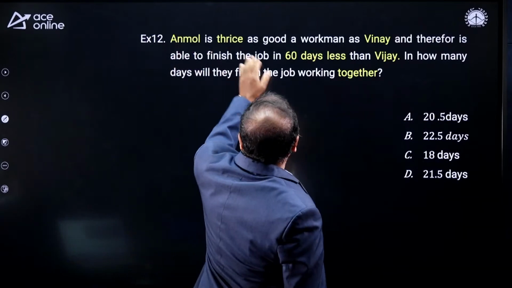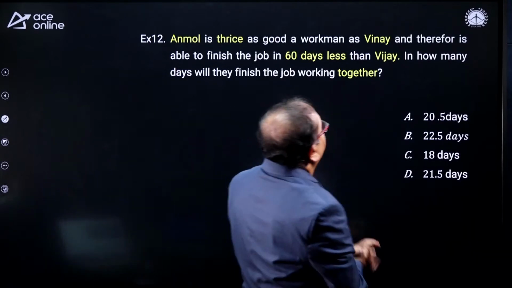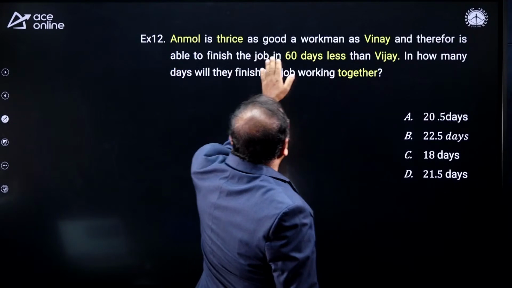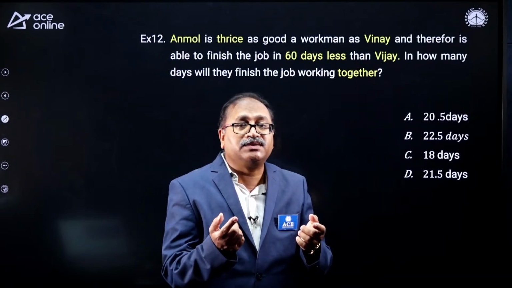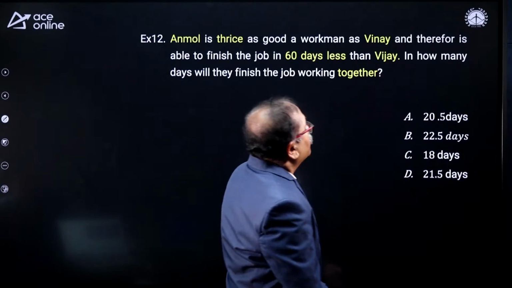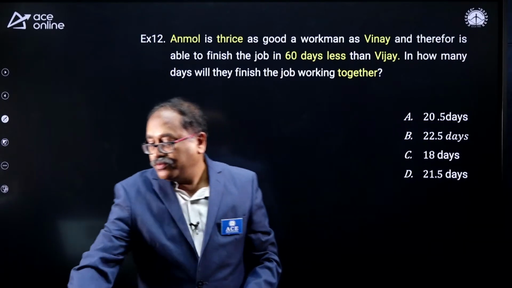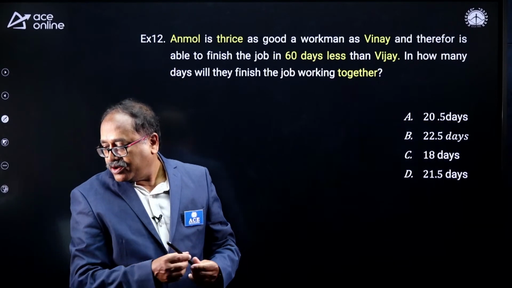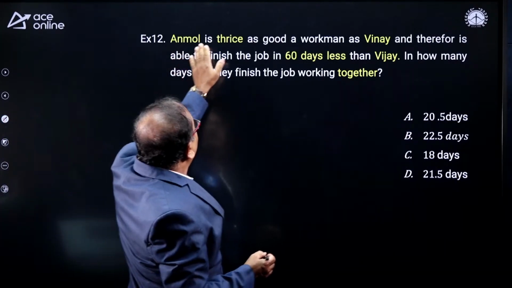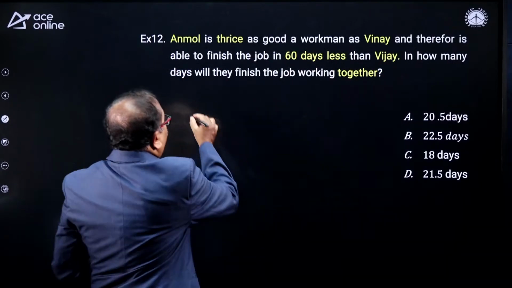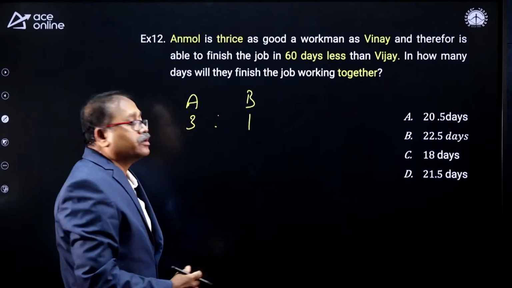Anmol is thrice as good a workman as Vinay. And therefore, he is able to finish a job in 60 days less than Vijay. Not in 60 days, 60 days less than Vijay. Okay. In how many days will they finish the job together? Can we work it out over here, my friends? Come on. Can anyone answer the question based on the previous example? A is thrice as good a workman as B. So I will take A here, B here. A is thrice as good a workman as B.